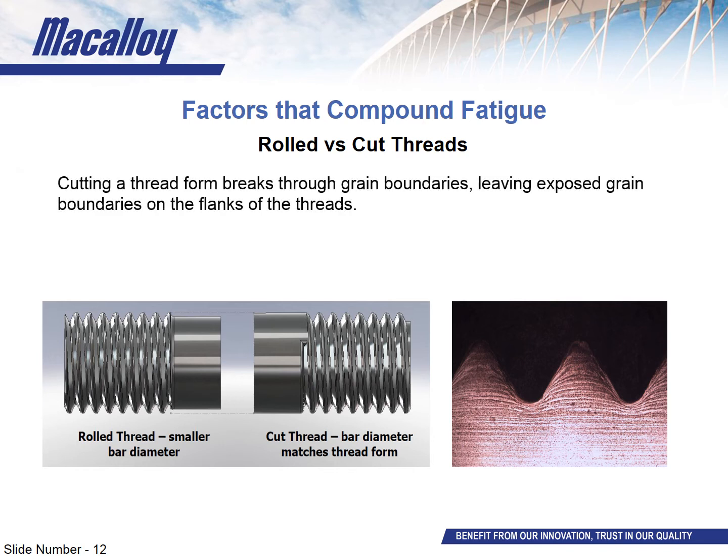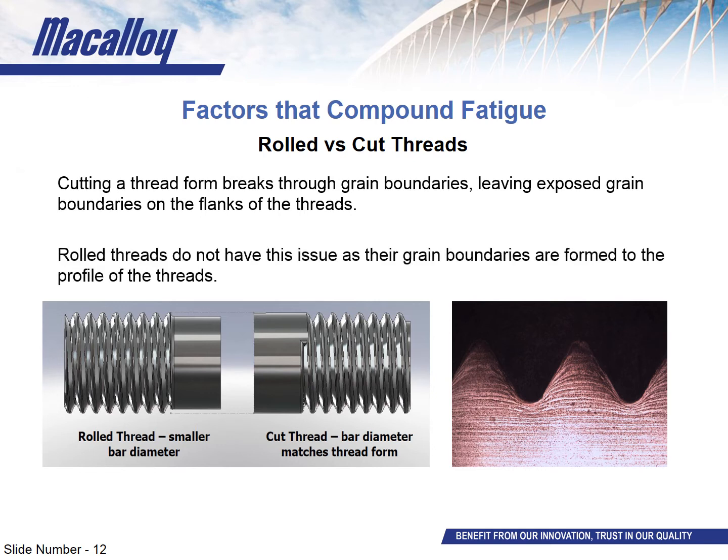The first of which is a cut thread. Now this is where you start with a bar that is the same diameter as the major diameter or peak of the thread, and you achieve the thread form by removing material with a cutting tool. Now in doing so, the tool is breaking through the grains of the steel and leaving exposed grain boundaries on the flanks of the threads. Now this is an issue in fatigue applications, as these exposed grain boundaries are areas that cracks can initiate.